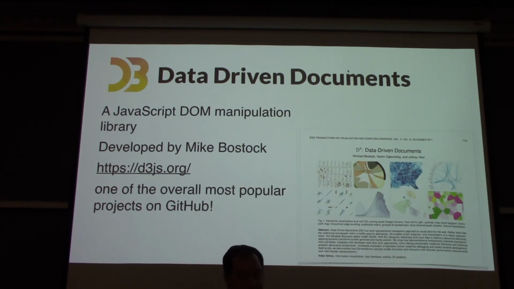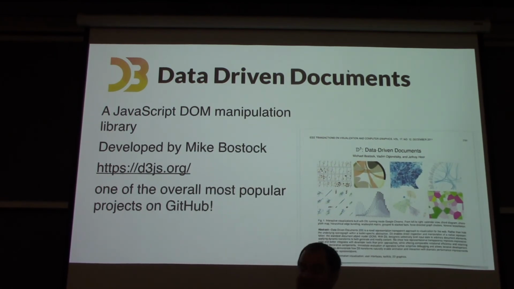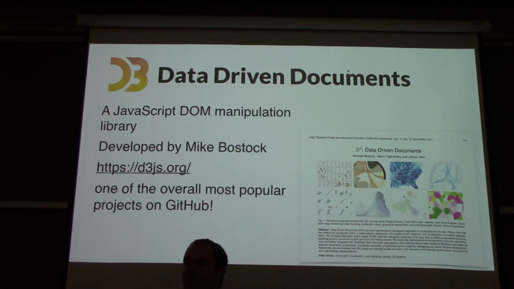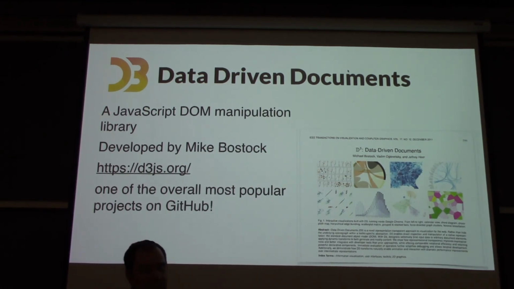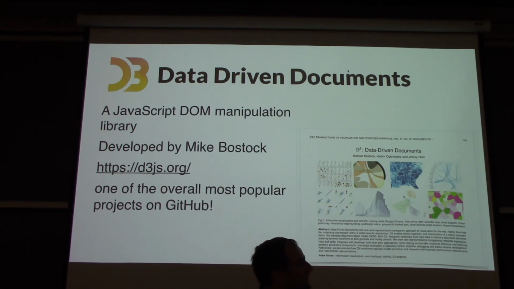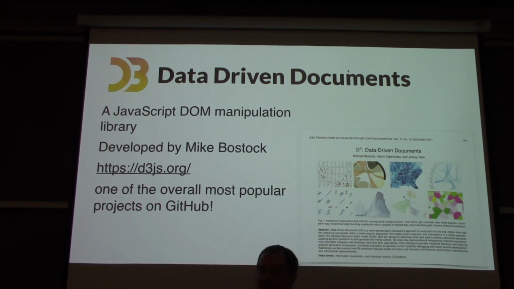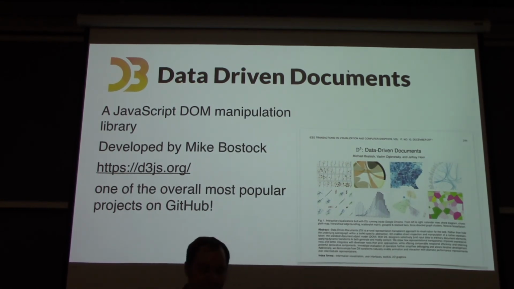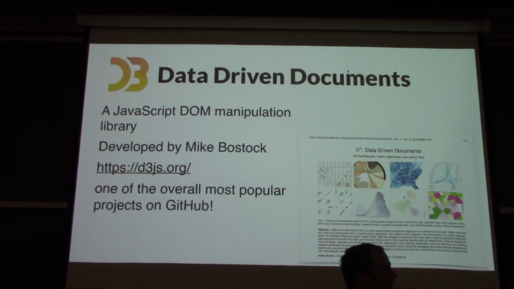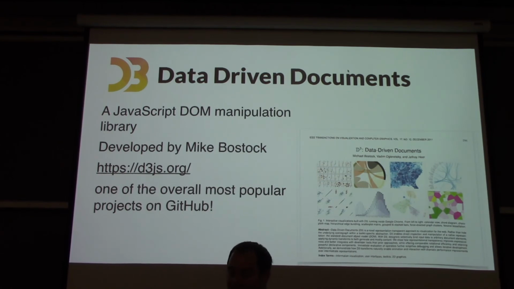So D3 is a JavaScript DOM manipulation library. You know probably another DOM manipulation library, jQuery, but D3 is one that is especially great for working with data and for creating visualization. And it was developed by Mike Bostock, and it's actually one of the overall most popular projects on GitHub. And it came out of an academic project.